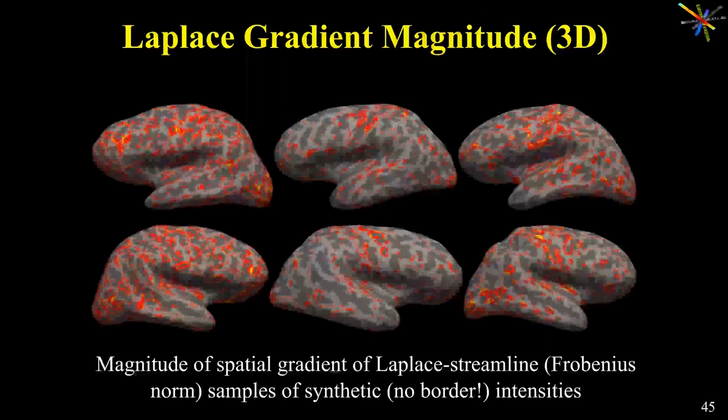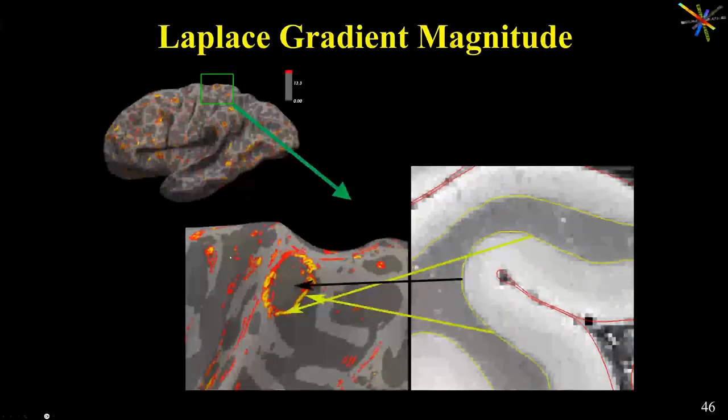And I'll explain why in a second. So if I do 3D analysis on the synthetic data, I still get these little swirly patterns, these putative boundaries in the data that has no actual gradients in them. So why does this happen? If we look at one of these here, it comes from this little bit of the volume. It's kind of the fundus of a sulcus.